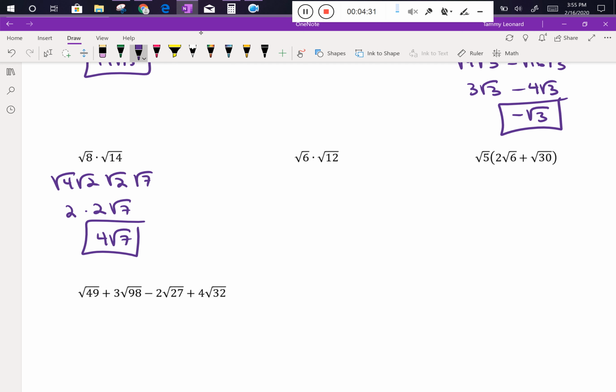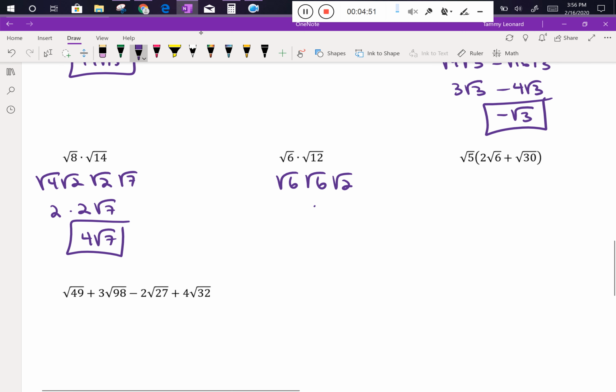Root 6 could be root 2 and root 3. Root 12 I would normally break into a 4 and a 3, but I notice that there's a 6 over here and 12 is divisible by 6. So I think it's actually a little easier to go root 6, root 6, root 2, because root 6 times root 6 is 6 root 2. Let's see, 30. 30 is not divisible by any perfect squares, so I can't break that down at all.